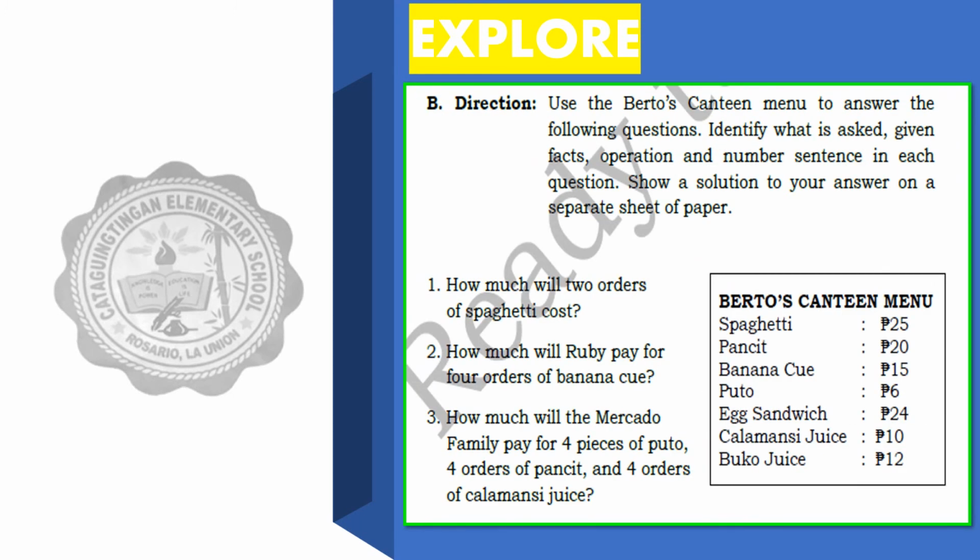Letter B. Use the Bertus Canteen menu to answer the following questions. Identify what is asked, given facts, operations, and number sentence in each question. Show a solution to your answer on a separate sheet of paper. So, sa bawat question, i-determine mo yung what is asked, ano yung tinatanong. Given facts, yung mga numbers na gagamitin mo sa pagsusolve, operation to be used, at yung number sentence.